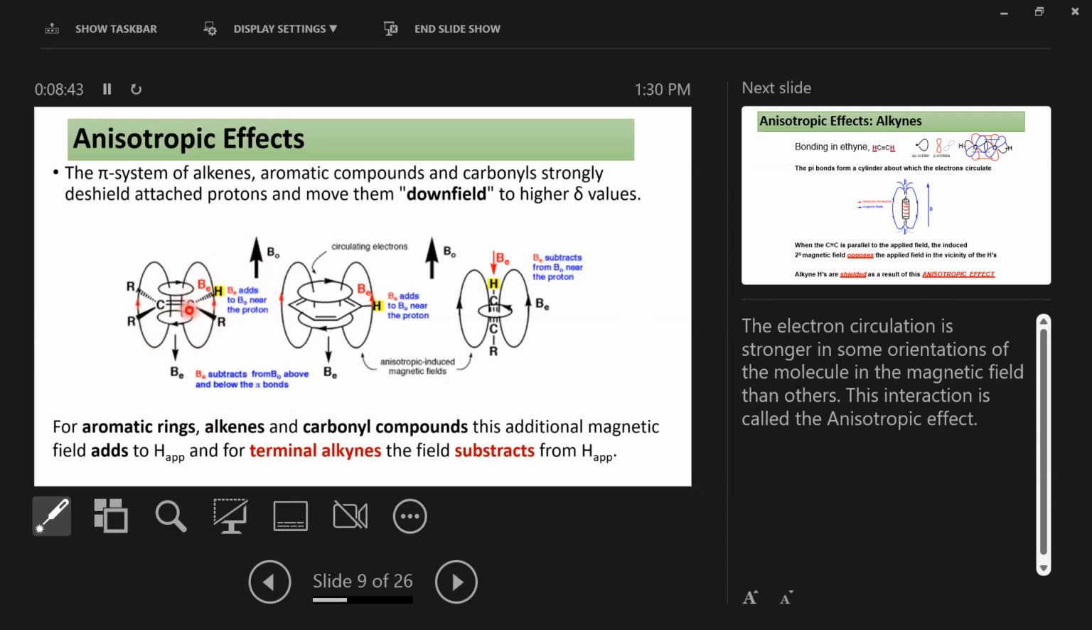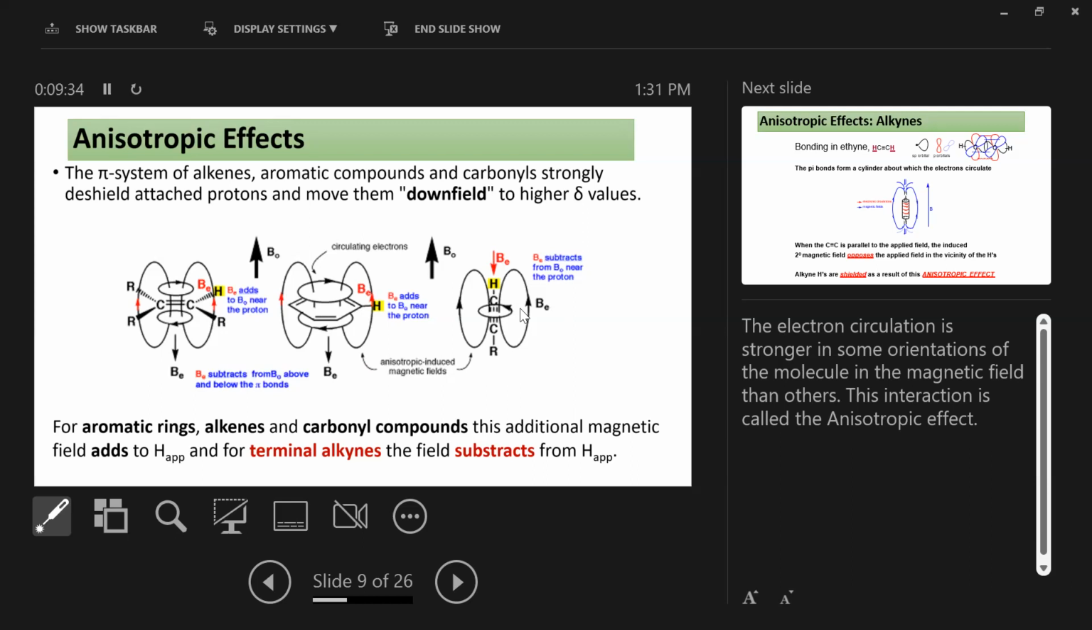So the electrons are circulating. This is the movement of the nuclei spinning. Now the electrons within the molecule are spinning in a counter direction, so it adds to the overall value of the applied field. It reinforces the deshielding effect of the magnetic field, making it more downfield as a result. So the electron circulation is stronger in some orientations of the molecule in the magnetic field than others, and this interaction is called the anisotropic effect. It reinforces the deshielding effect, causing it to be more deshielded than it would otherwise be.